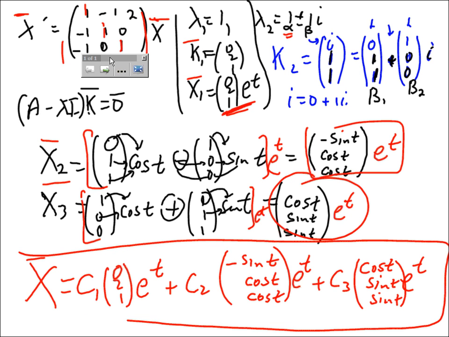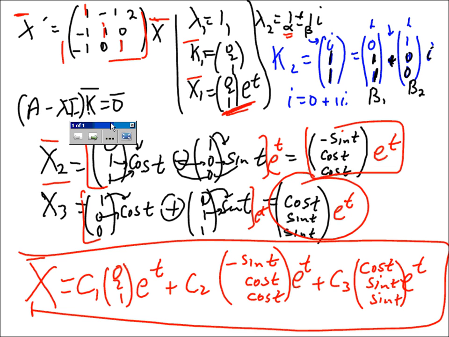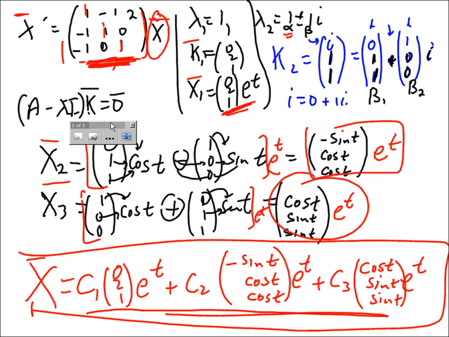There's the answer. You plug that answer in right here. Multiply this matrix times this x, and you will get the derivative of that x. This completes this section. Do lots of problems as it's doable.